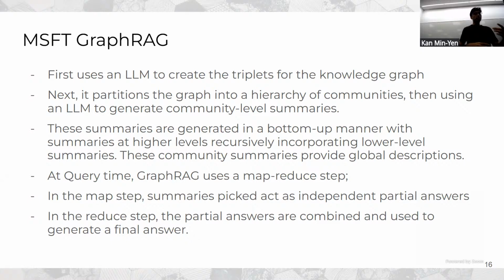When you recursively incorporate the lower level summaries into the higher level ones, it includes the information from below. So at query time, it uses a map reduce step where you pick information from the summaries and aggregate it together, and then you give the answer.